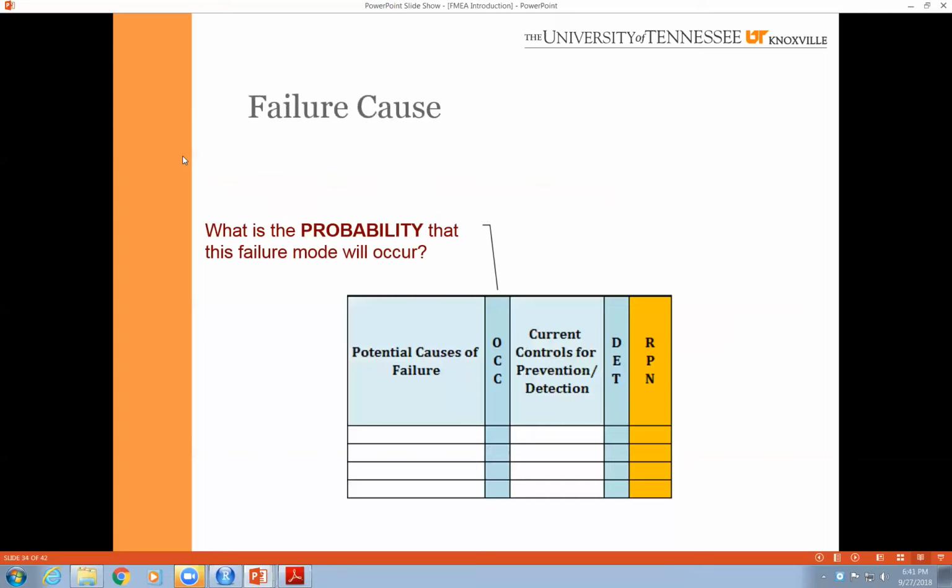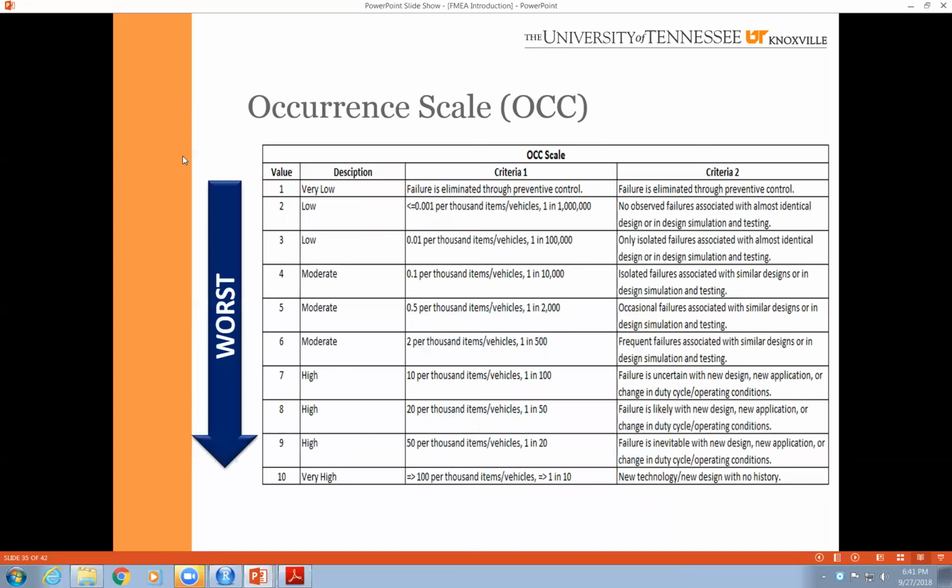Then the next item here is occurrence. What's the probability that the failure will happen? And again, there's another table, each company is different, but typically 1 through 10: 1, very low, almost never going to happen; 10, very high, it will happen very often. Some companies choose different ratings or percentages depending on the organization you're working with. Again, the higher the number, the worse it is. It means it's going to happen more often.